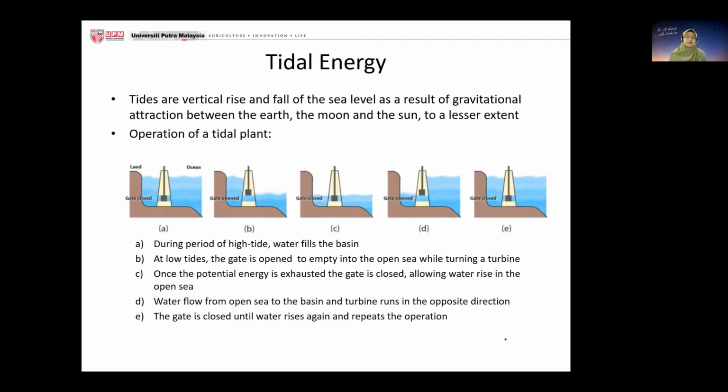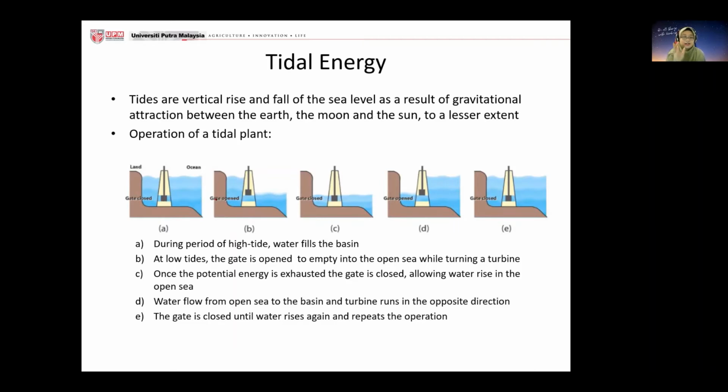So how does a tidal plant operate? If we look here, imagine this is the ocean, and this is the land. This is where you are. So in a tidal plant, during the period of high tide, the gate will be open, and the water will be able to enter the reservoir.